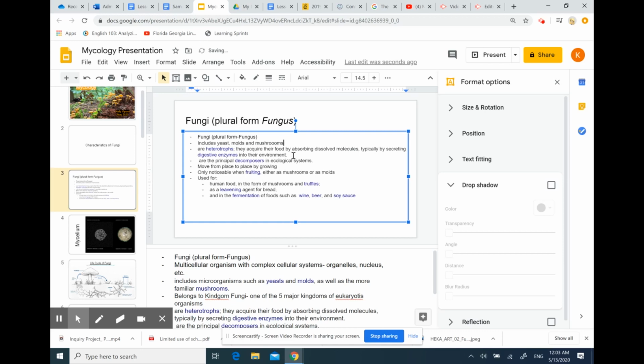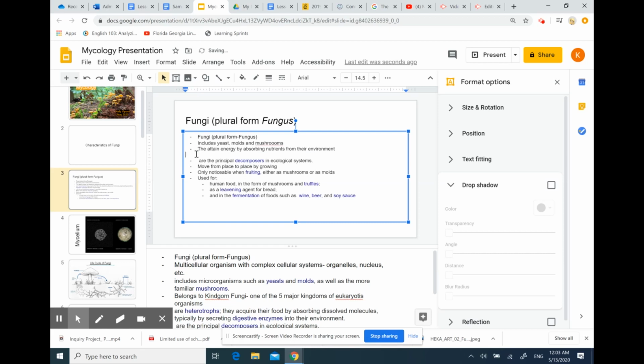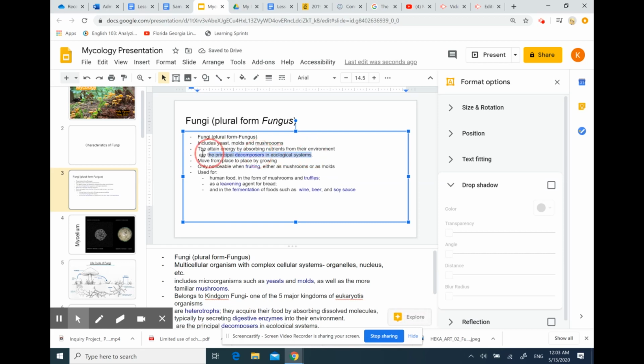The other thing is I could include that they're heterotrophs. They acquire their own food by absorbing dissolved materials. Blah, blah, blah. It's really long. So we could just simply say, instead of all that, they attain energy by absorbing nutrients from their environment. That's a lot easier to put in there. They are decomposers. So we might say they function as decomposers. We're keeping it very short. When you do this, there should be no more than 7 words in each line.